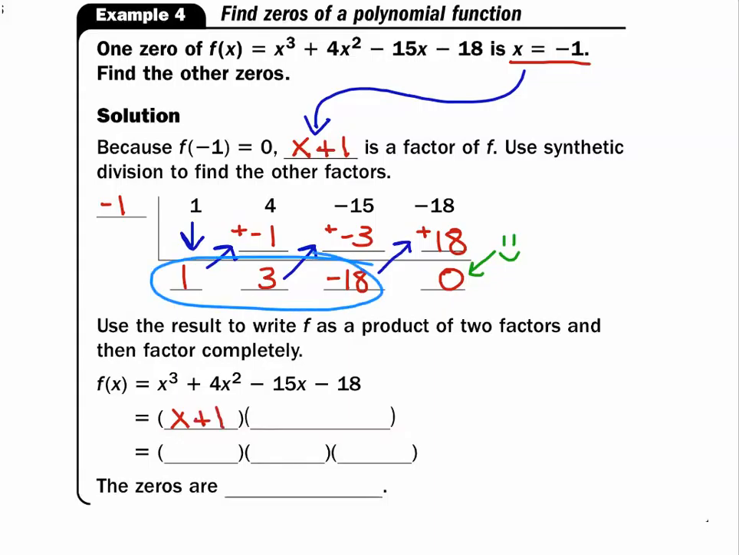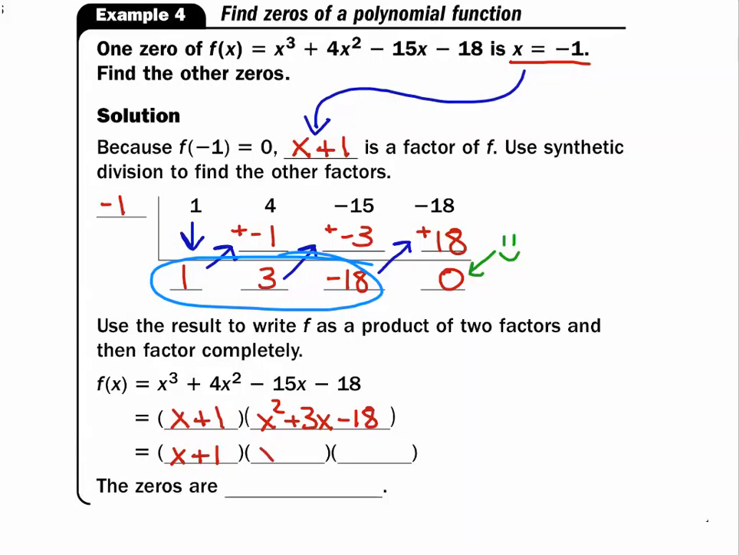Using the quotient numbers, the other numbers, we know the other factor is x squared plus 3x minus 18. So we have factored the polynomial a little bit: x plus 1, and now we need to factor x squared plus 3x minus 18.